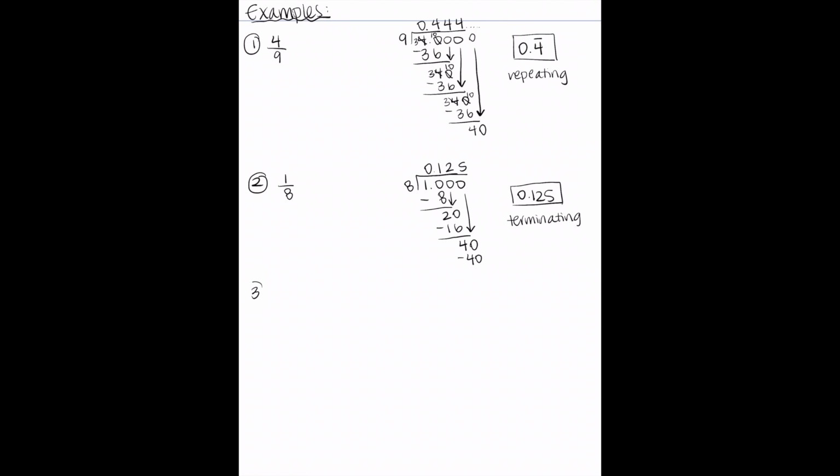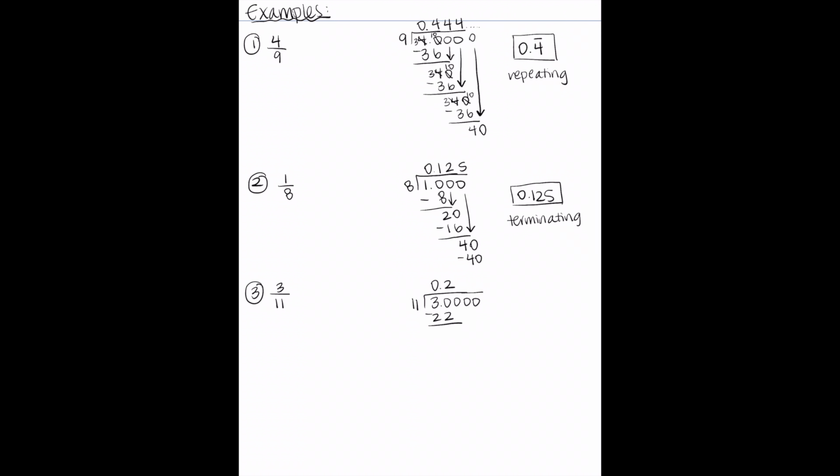All right, you guys, let's move on to number 3 now. For number 3, we have 3 over 11. Again, this is not a denominator where we can use the shortcut method, so we're going to do long division. 11 goes on the outside of the bar, and 3 will go on the inside. 11 doesn't go into 3, so we write our 0 in our decimal point.